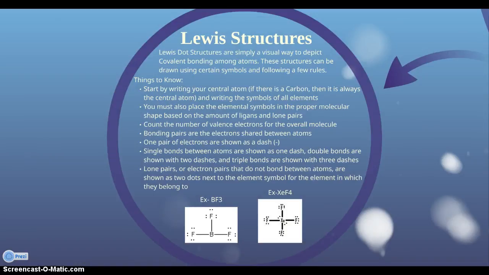Alrighty, Lewis structures. These are pretty simple, but just basically a visual way to depict covalent bonding among atoms. These can be drawn using certain symbols and just following a couple simple guidelines.